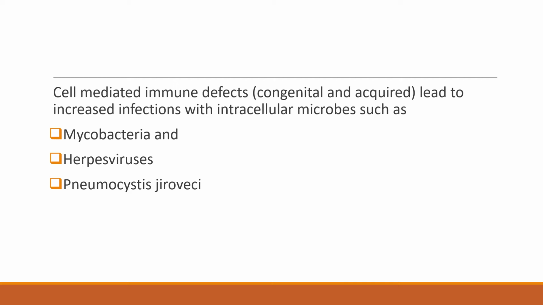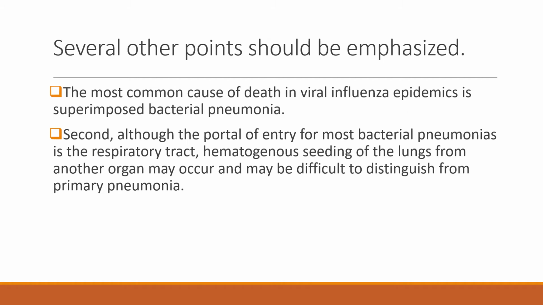So whenever there is a defect, it will lead to increased infections with mycobacteria, herpes viruses, and Pneumocystis jirovecii, that is a fungus. So this is the pathogenesis of pneumonia, how pneumonia occurs. Now several other points also have to be emphasized.